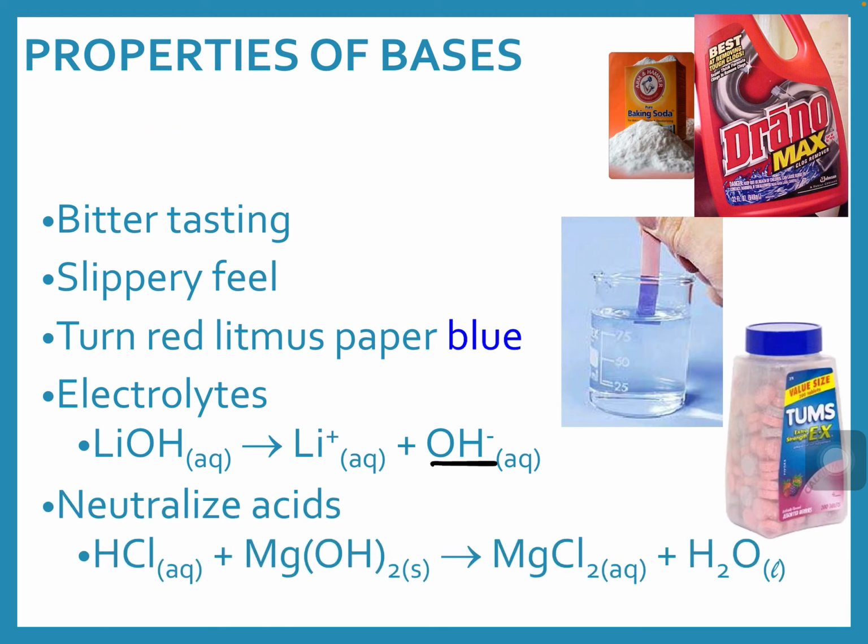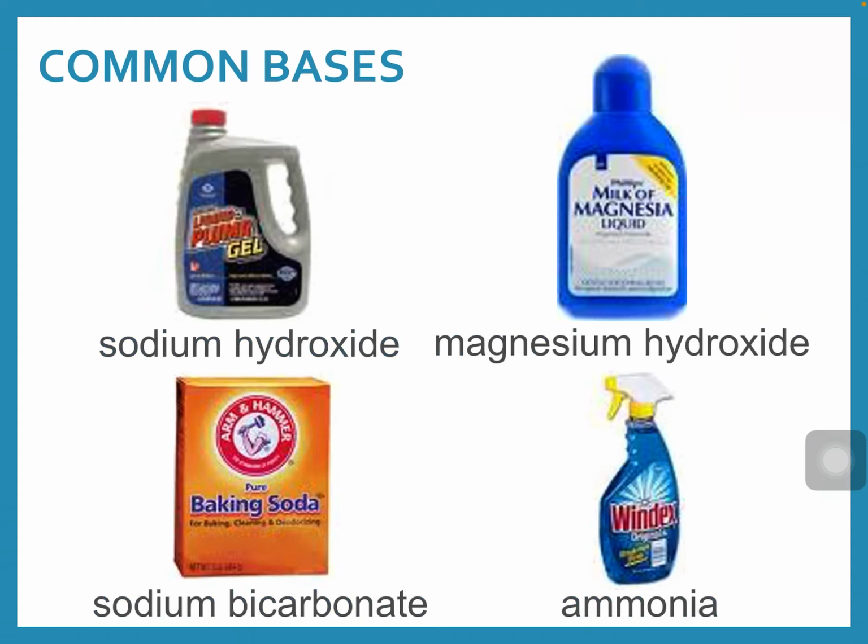They neutralize acids, so same thing, we have the double displacement where H and OH will combine to form water, and the metal and nonmetal will combine to form a salt. Bases are also corrosive, but they are corrosive with proteins, and so they will react with proteins to break a protein down. Common bases that you can find in your house are sodium hydroxide, which is found in liquid plumber. Magnesium hydroxide is found in milk of magnesia. Sodium bicarbonate is baking soda, and ammonia is found in window cleaner.